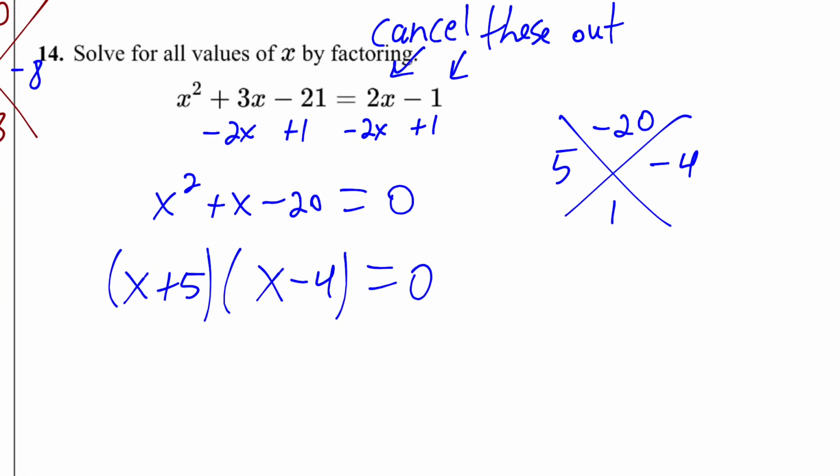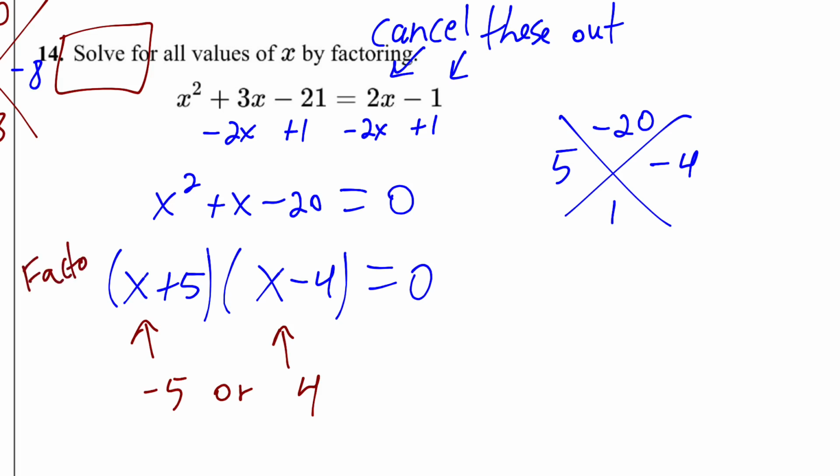What are the values that will make this 0? Negative 5 or positive 4. So when it says solve, you have to keep going to this extra step. Right here is where we factored, but right here is where we solve. So for these 5 questions, you have to keep going until you find the actual zeros.